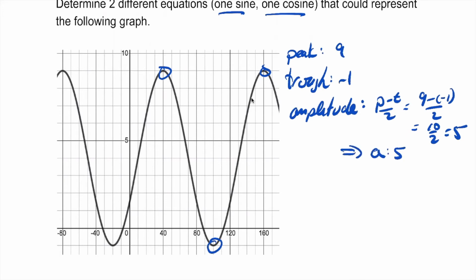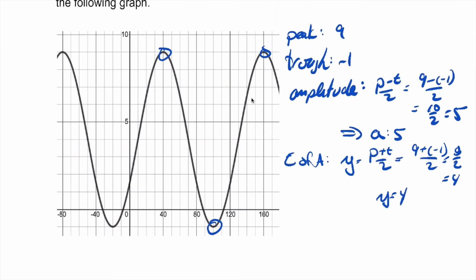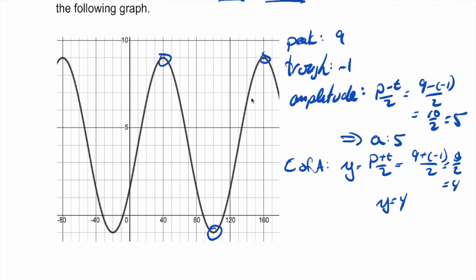The next thing we can get from our peak and trough is the equation of axes. That equation is y is equal to (peak plus trough) over 2. I like to think of it as the average. So here it is going to be 9 plus negative 1 over 2, which is 8 over 2, which is 4. So here my equation of axes is y is equal to 4. And when we go to determine the equation, it is very important that you draw the equation of axes once you get it. So here I'm going to just dot it in. And there's my equation of axes.